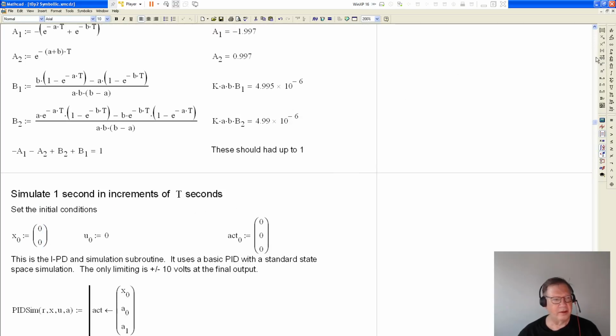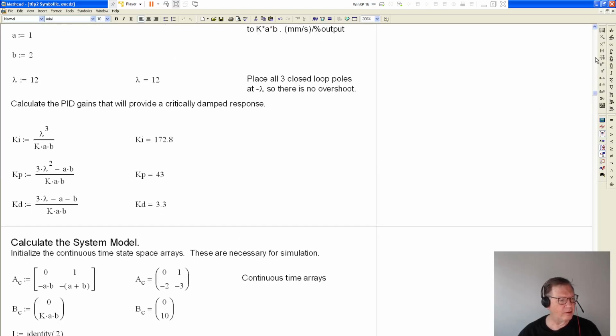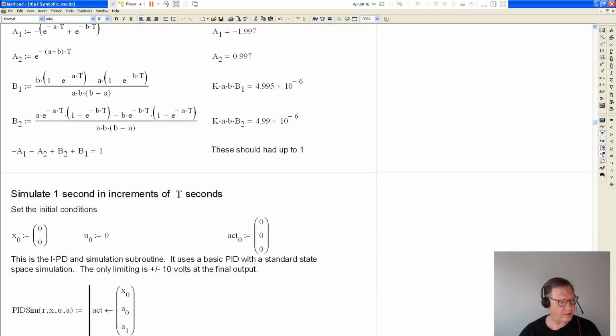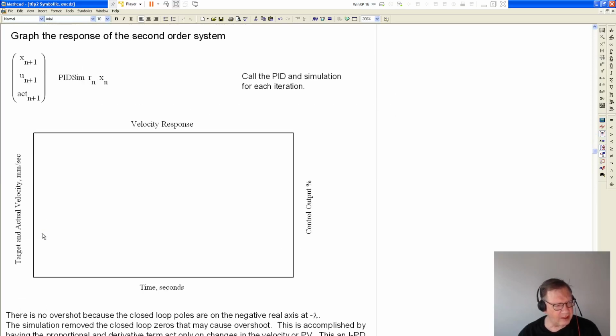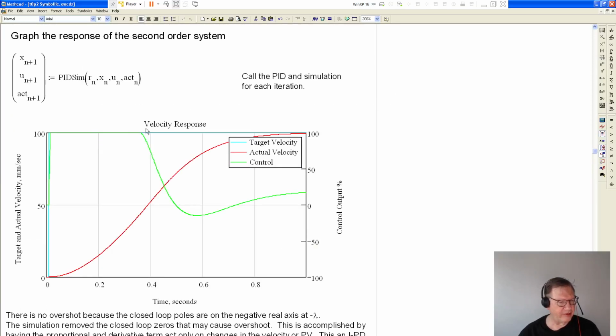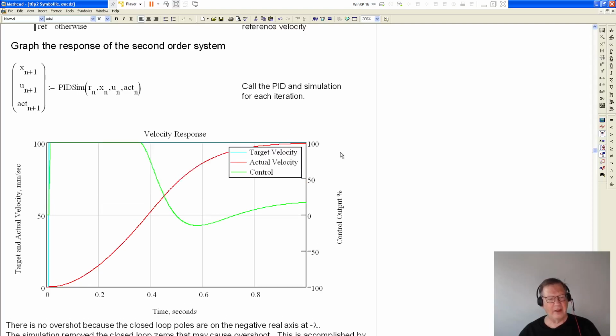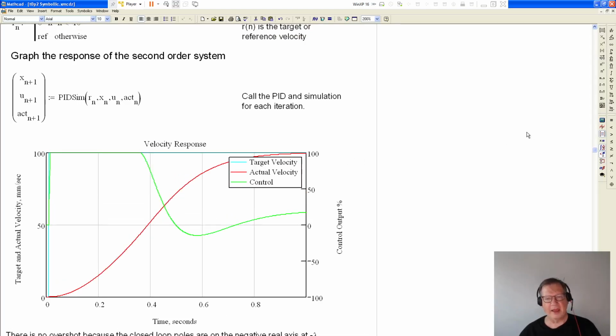And then let's make that bigger yet. Let's see, where are we? Reference. Okay, let's make that bigger yet. Let's make that 100. And this should drive it into saturation, which it does. But you can still see that we get there without overshooting. And that's the advantage of using the symbolic calculations.